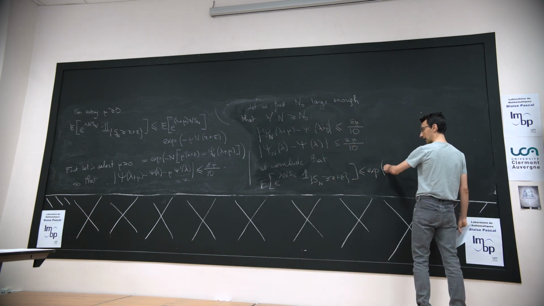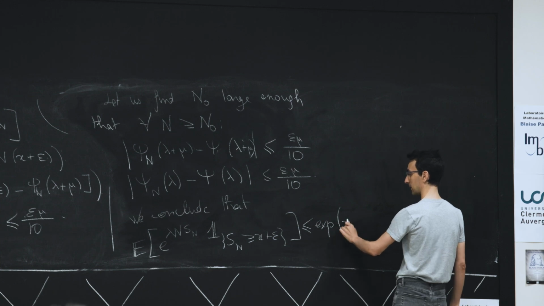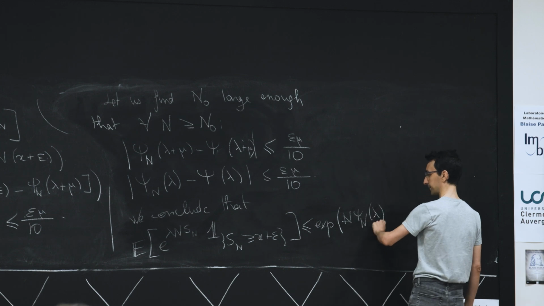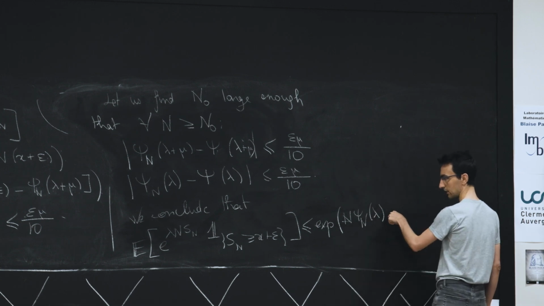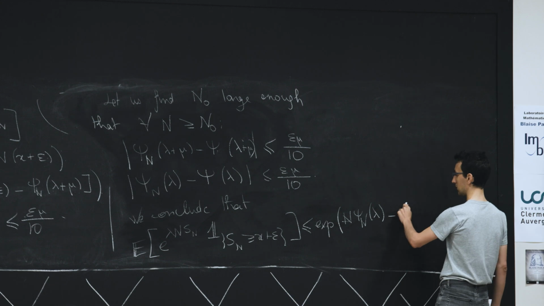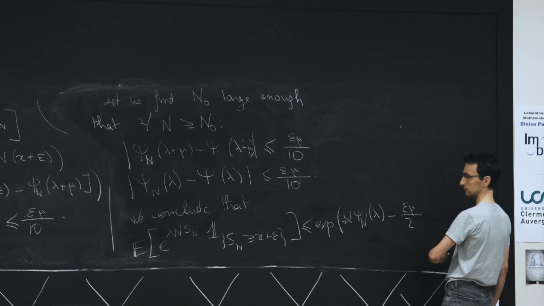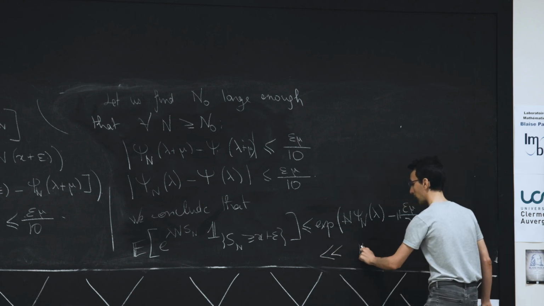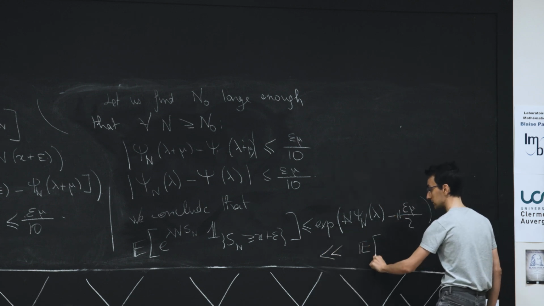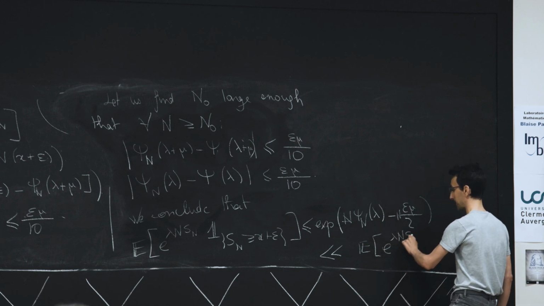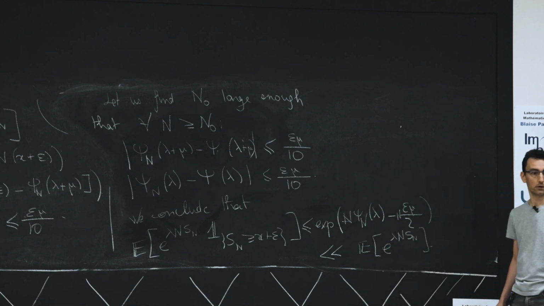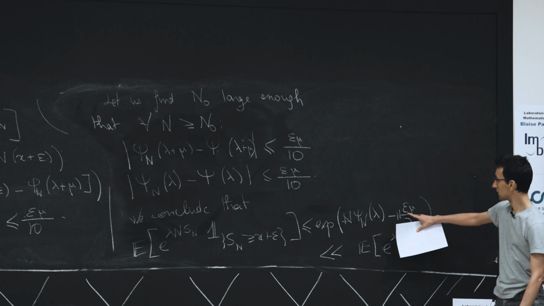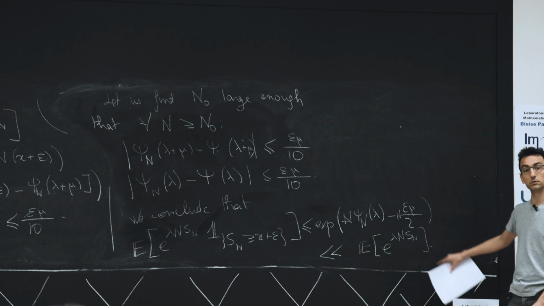So I get minus n psi n of lambda minus epsilon mu over 2, let's say, and then n. So in particular, this is very small compared with the case when this is not present, which is just exponential lambda n Sn. Okay, this was what we were shooting for. So there is a minus n psi n lambda, minus n epsilon mu divided by 2?